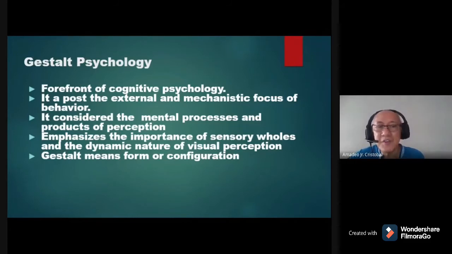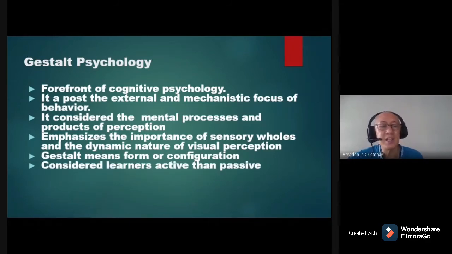Gestalt means form or configuration. An example of configurations are the two pictures that we have presented, which you have analyzed. Now, we call them configuration. So configuration or different forms, those are the two meanings of Gestalt.